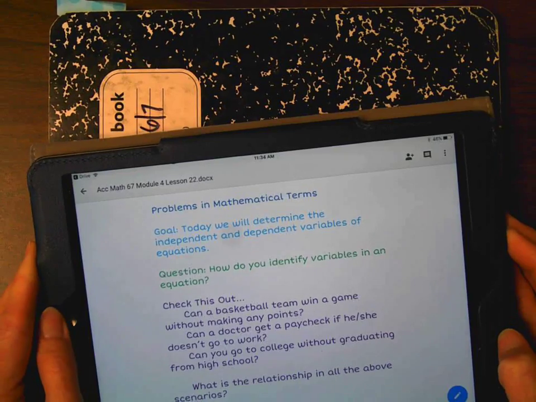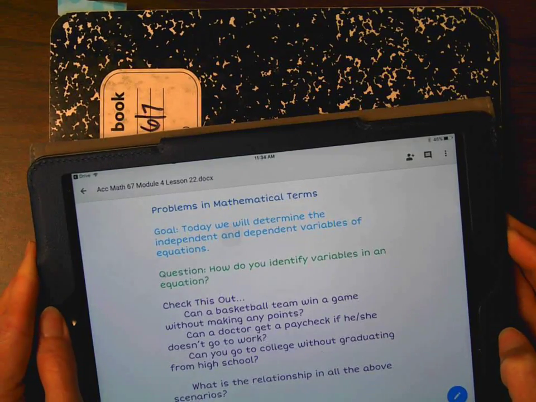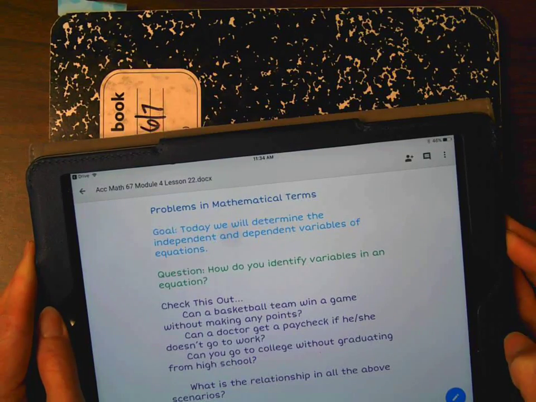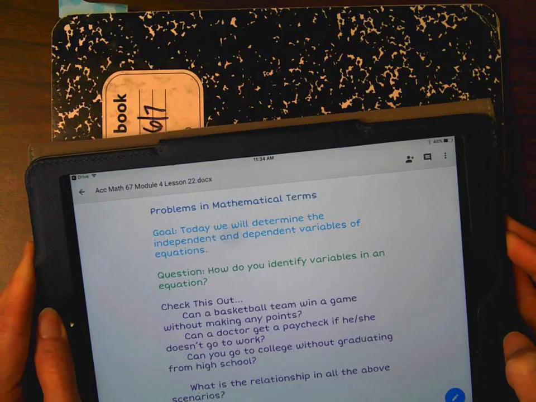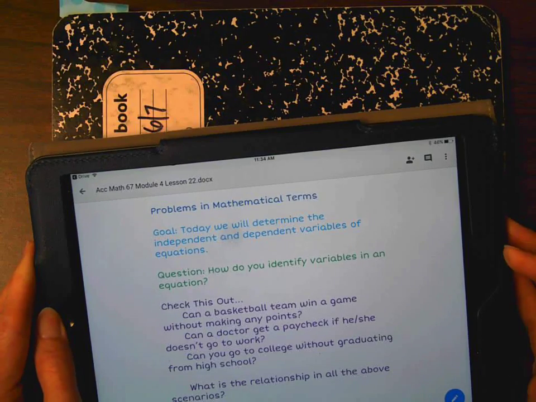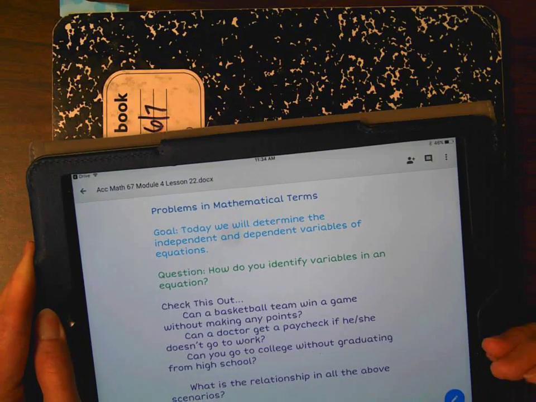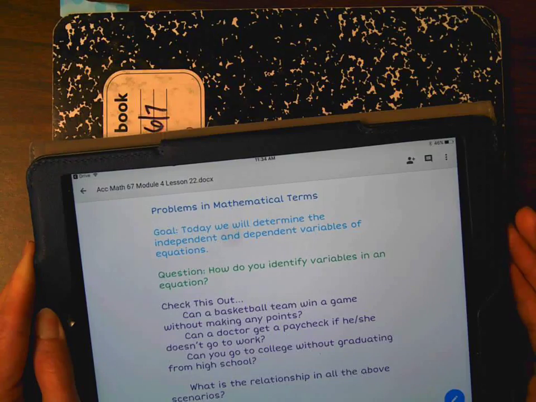So our goal for today. Today we will determine the independent and dependent variables of equations. Now some of you are thinking, independent, dependent variables of equations. What that means is independent means that it can stand by itself. It doesn't need any other information or help to understand what it is. Dependent means that the only reason that it exists is because it happened as a result of something else. So dependent variables rely on the independent variable in order for it to work, okay?